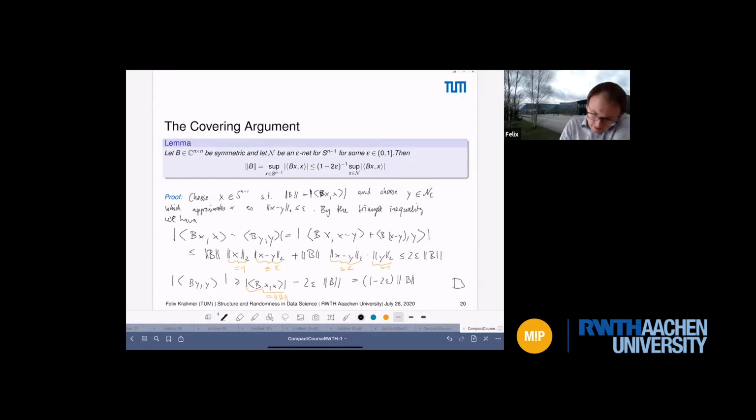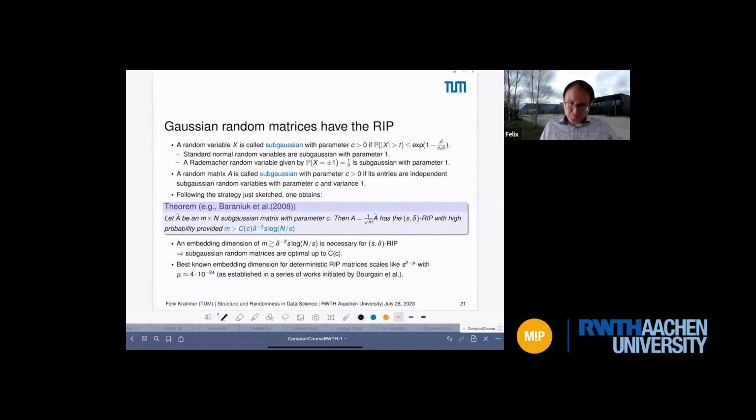I haven't said, if you want to read up on this, there's a book, lecture notes by Roman Vershynin on random matrix theory, where this is covered. But there are lots of references. I mean, this is all standard. And yes, so let's try to see how this works.